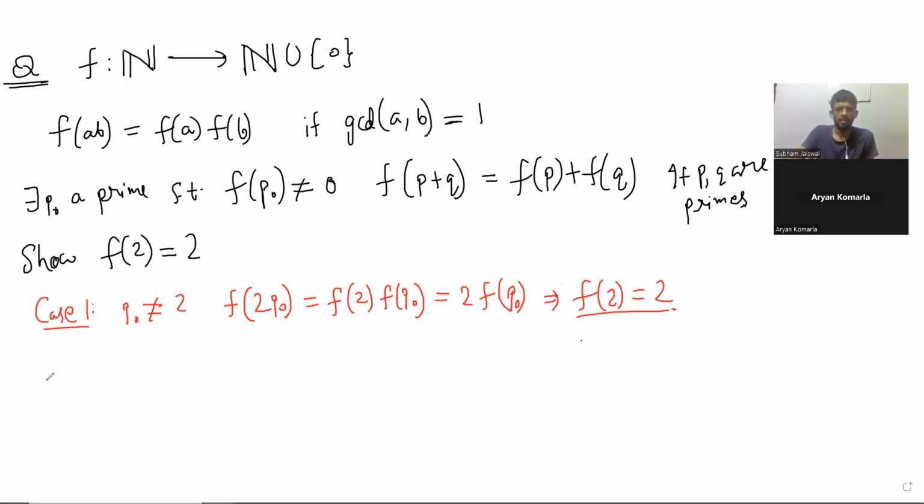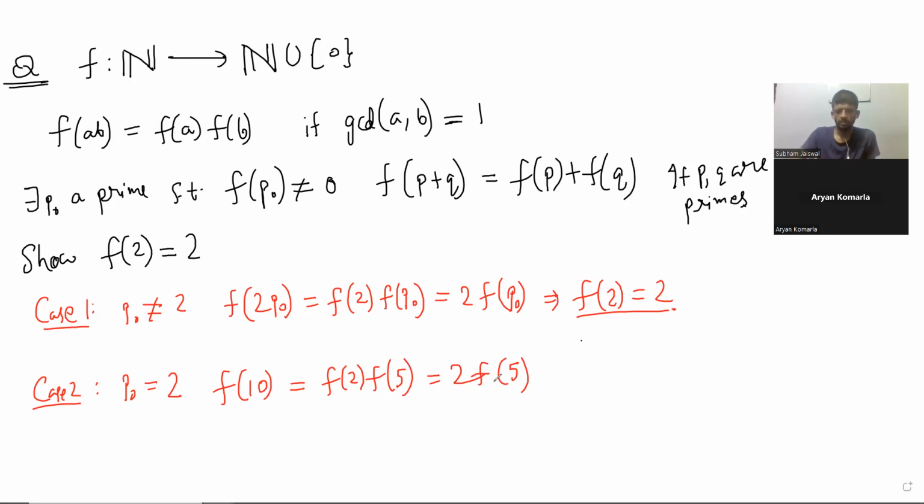Now if P naught is equal to 2, then we have to consider f of 10. F of 10, we write it as f of 2 times f of 5 because 10 is 2 times 5. But then we can also write it as 2 times f of 5 because 10 is 5 plus 5.